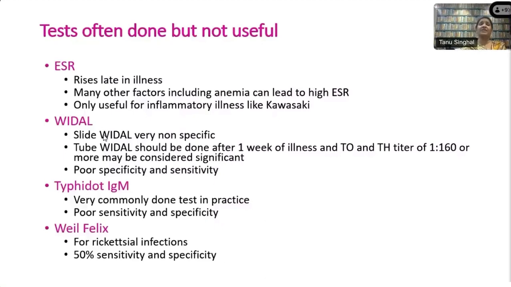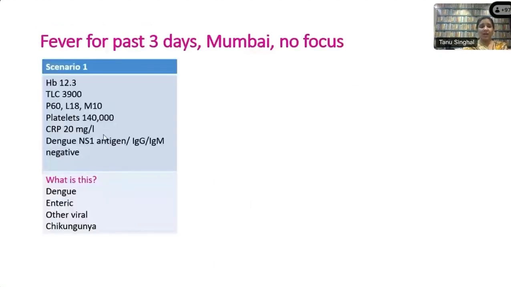Typhi IgM is also a very, very often used test. And unfortunately, its sensitivity and specificity is not better than a Vidal, and if you have a positive Typhi IgM, you start thinking in terms of typhoid, whereas actually it may be something else. And again, Widal Felix is a test which has 50% sensitivity and specificity, so it's no better than tossing a coin.